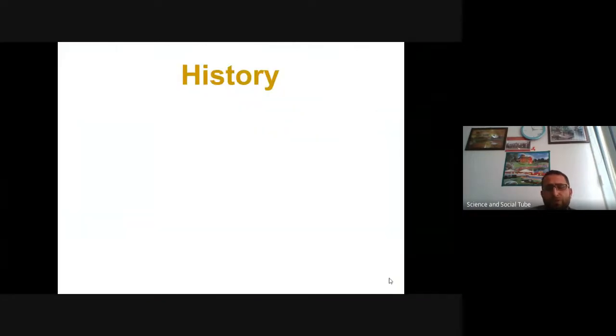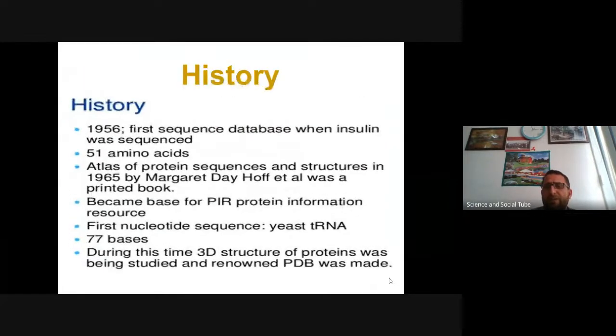So if we talk about the history of how bioinformatics started, it is a part of biotechnology. In biotechnology, you get the data, you do gene characterization, you get the DNA, the RNA or protein expressions. It has a long history, starting when the first protein molecule was sequenced, insulin, in 1956, which was made up of 51 amino acids.